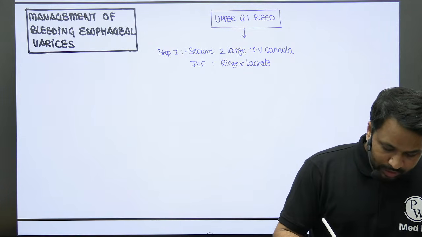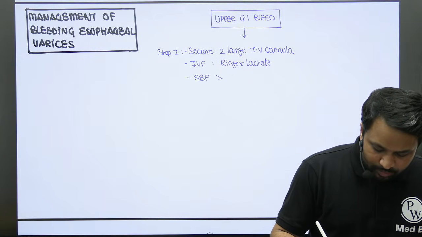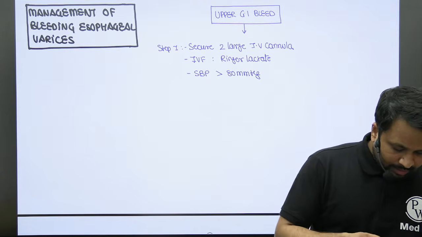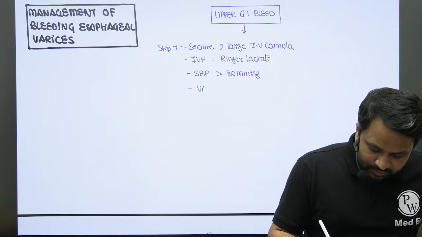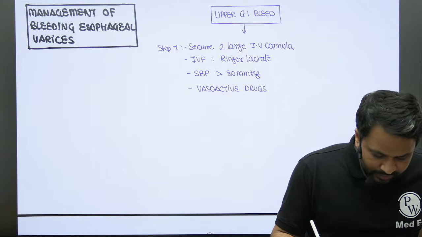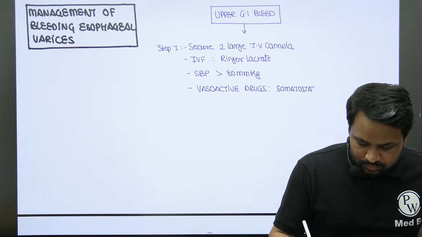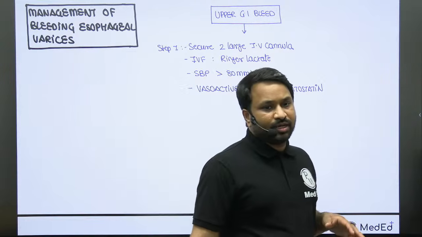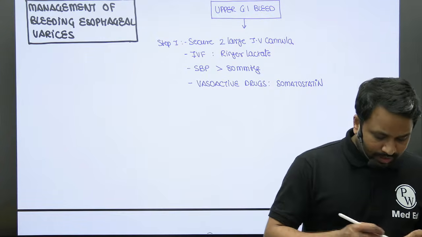Right, so secure 2 large IV cannulas, start the patient on IV fluids, and maintain the systolic blood pressure at more than 80 millimeters of mercury. Then you can give vasoactive drugs also, right? As an initial shot of vasoactive drug, you can have somatostatin and all that. So you give 2 large IV cannulas, start Ringer lactate, maintain systolic blood pressure above 80 millimeters of mercury, and if required, give vasoactive drugs also.